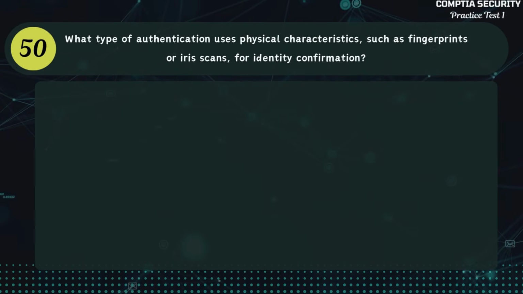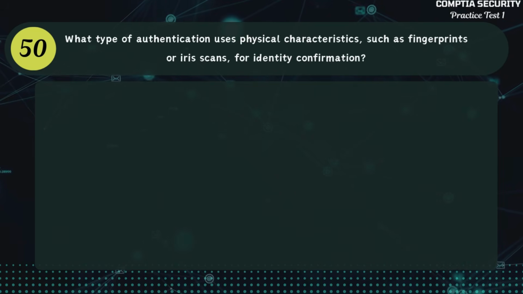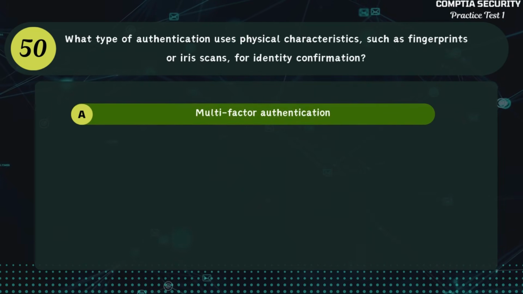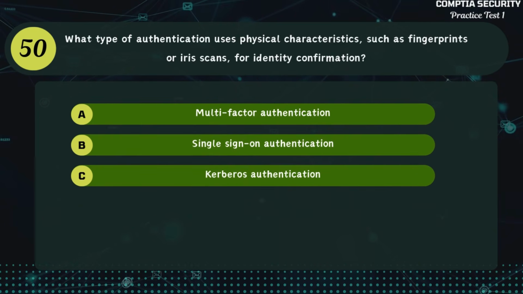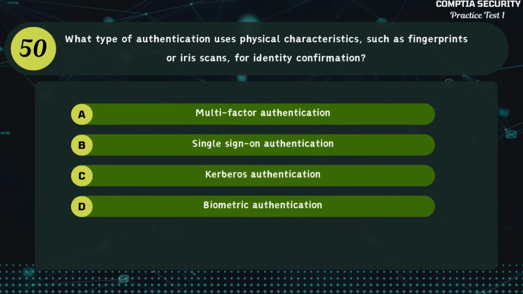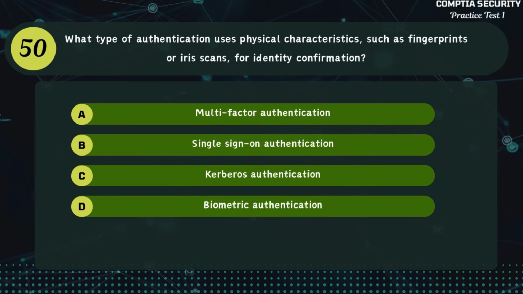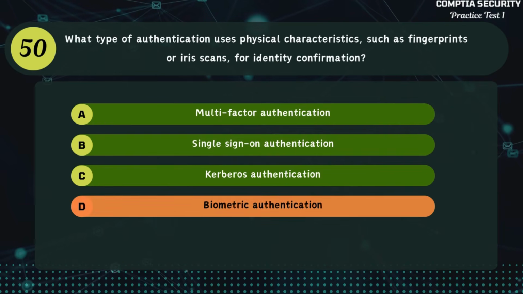Question 50. What type of authentication uses physical characteristics, such as fingerprints or iris scans, for identity confirmation? A. Multi-factor authentication. B. Single sign-on authentication. C. Kerberos authentication. D. Biometric authentication. Correct answer D. Biometric authentication.